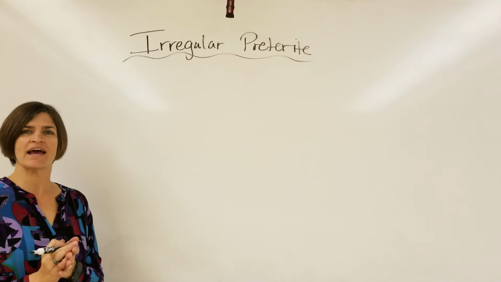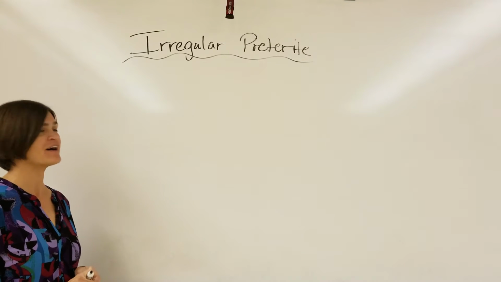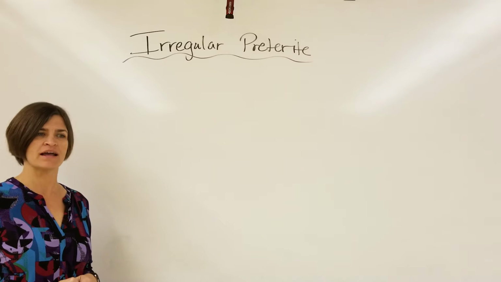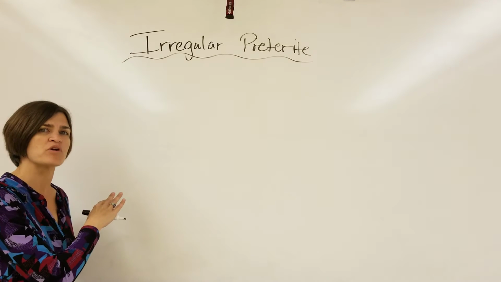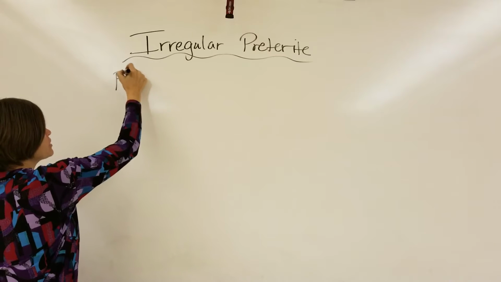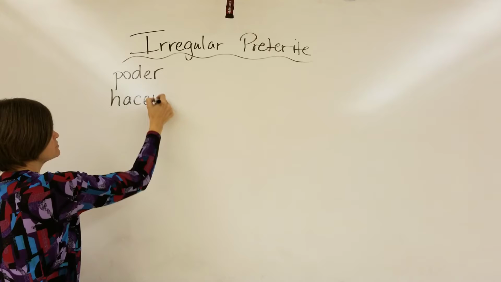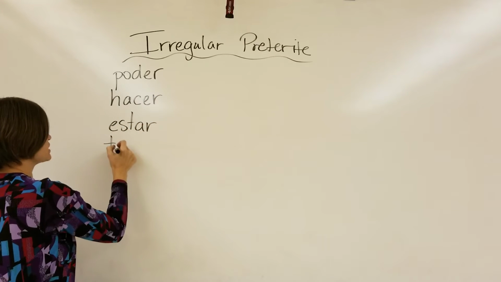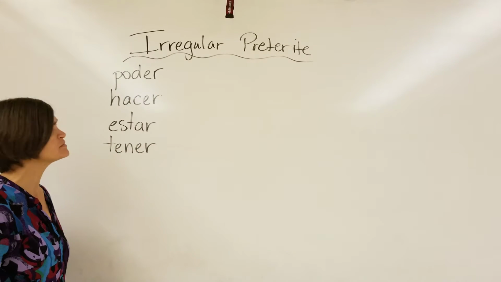All right, so we're looking at the rest of the irregular preterites for chapter 5b in Spanish 2. We already learned several of them before, and a lot of them just have that little stemmy that you need to memorize. So the ones that we learned previously were poder, hacer, estar, and tener. Those were specifically in the chapter.